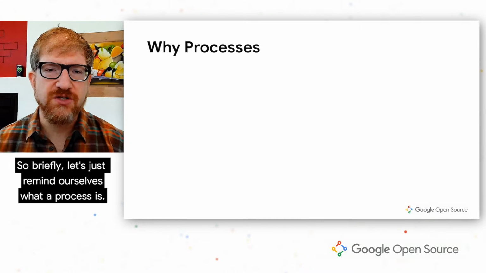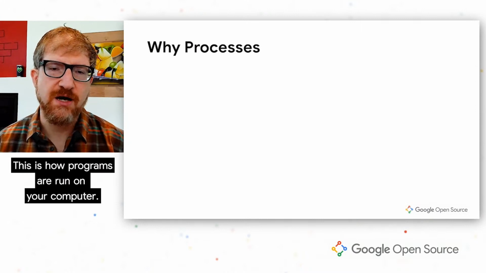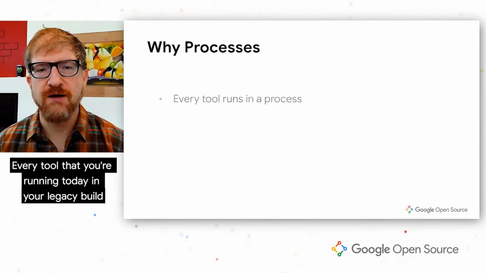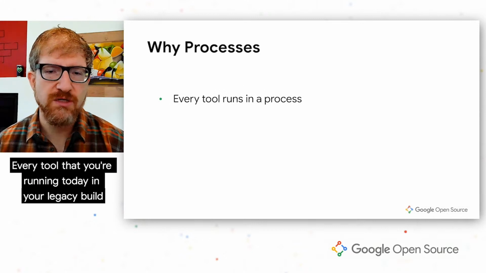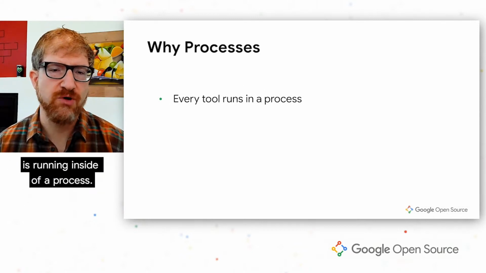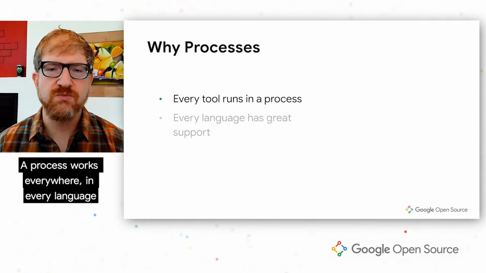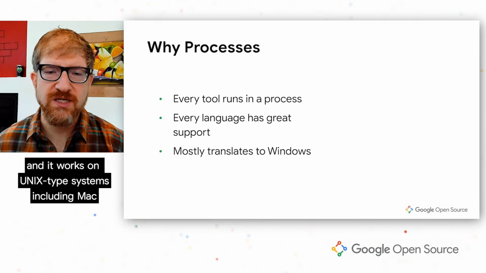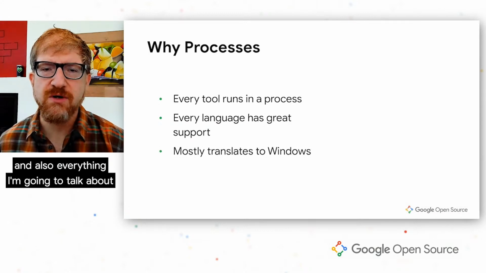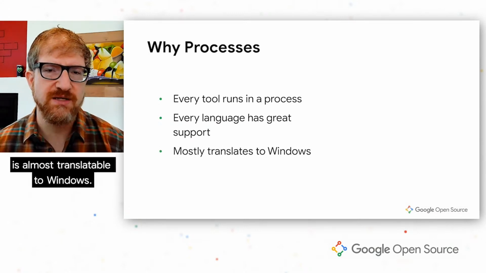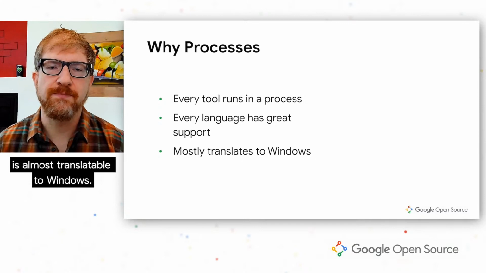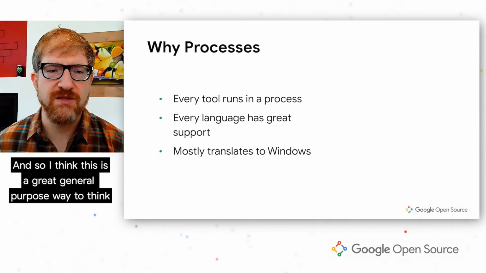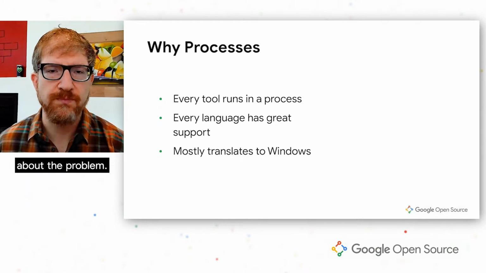So briefly, let's just remind ourselves what a process is. This is how programs are run on your computer. Every tool that you're running today in your build, in your legacy build, is running inside of a process. A process works everywhere in every language, has great support for interacting with processes, and it works on Unix type systems, including Mac. And also everything I'm going to talk about is almost translatable to Windows. And so I think this is a great general purpose way to think about the problem.